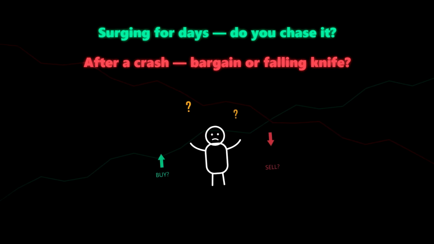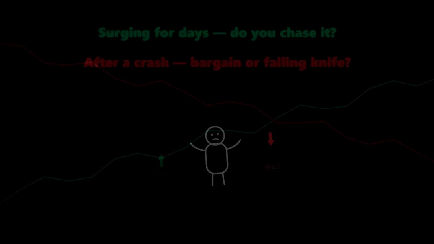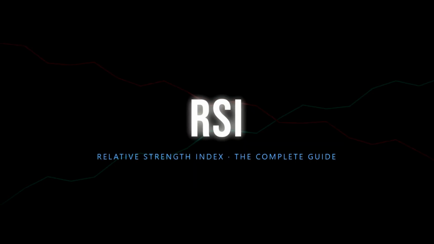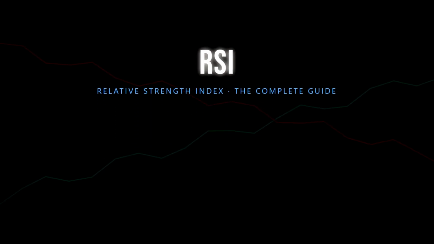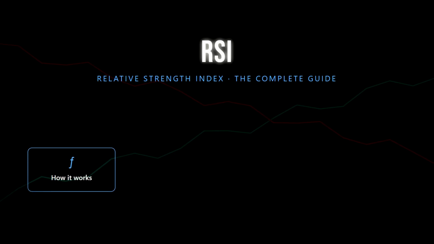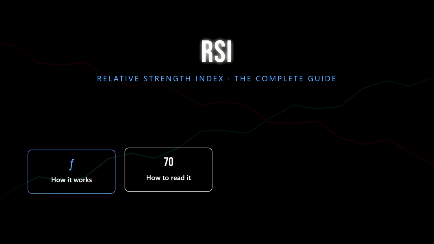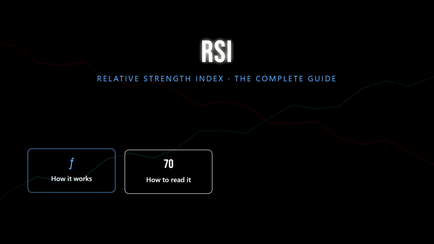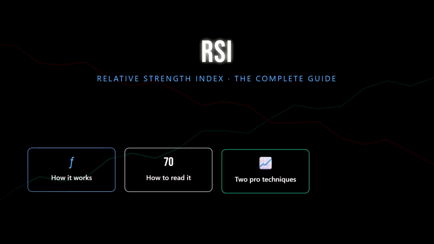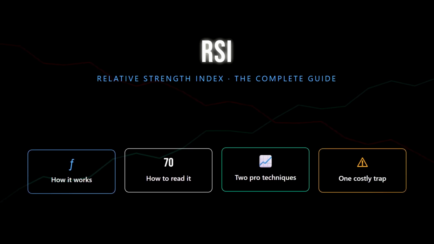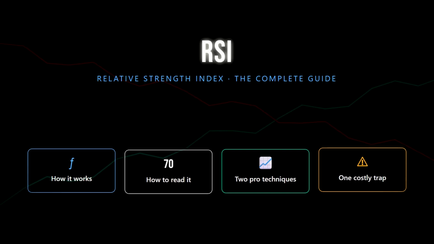Today we are covering the RSI, the Relative Strength Index. It is one of the most widely used tools in technical analysis, built precisely to answer this question: is the market too hot, or too cold? Over the next 8 minutes, you will learn how it works, how to read it correctly, 2 practical ways professionals actually use it, and 1 dangerous trap that costs beginners real money.